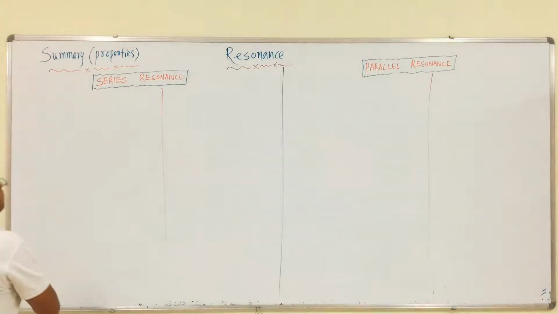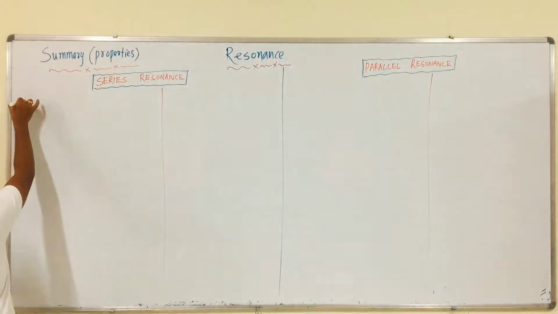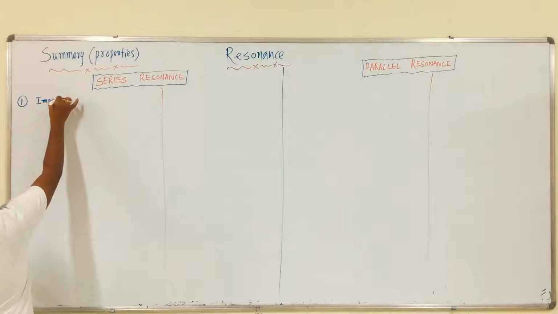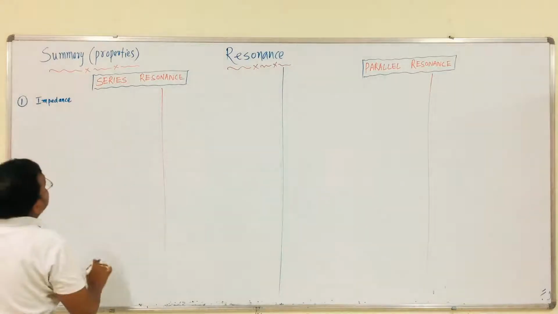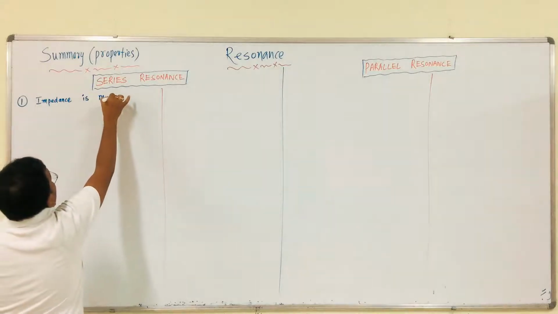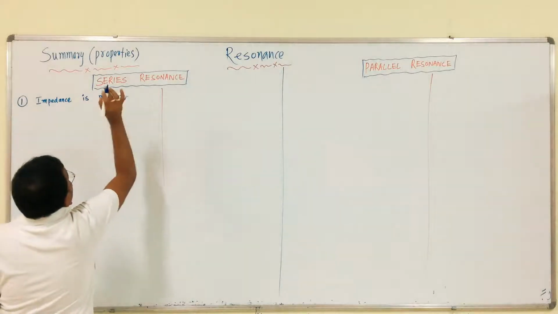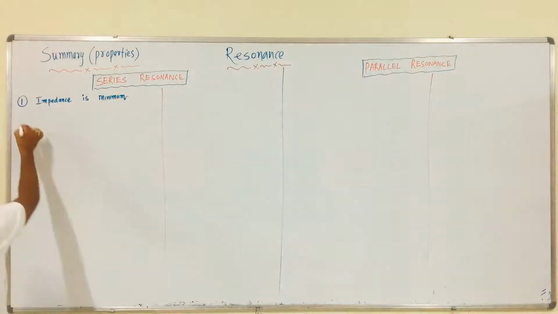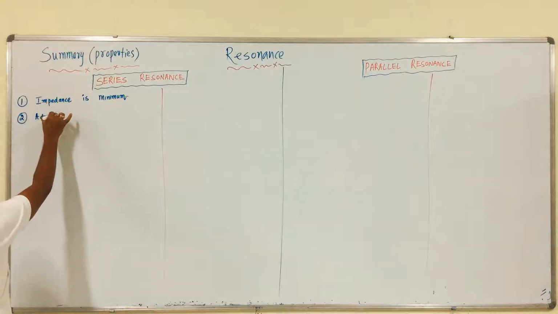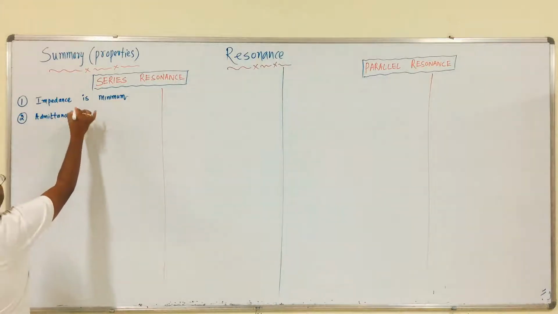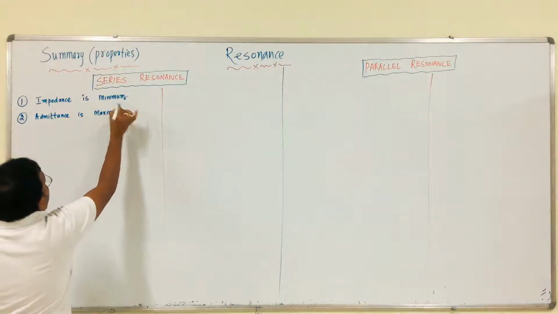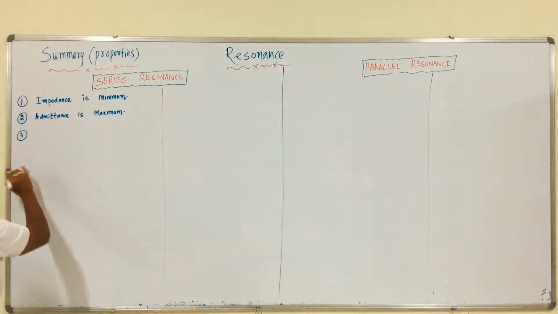So, first observation is impedance. In series resonance, what is the value of impedance? Impedance is minimum, right? Impedance is minimum. Like that, what about admittance? Admittance is maximum. Clear? Next, what about current?